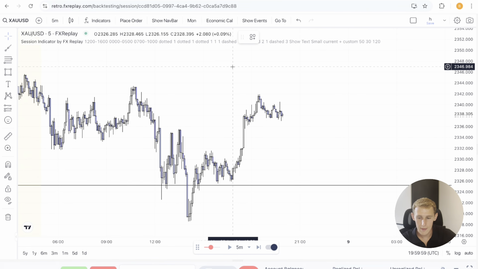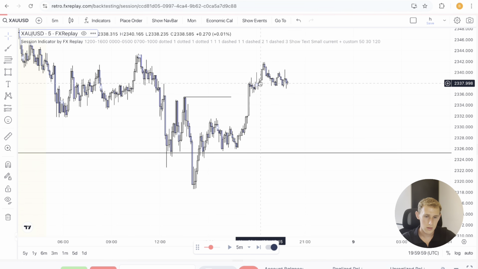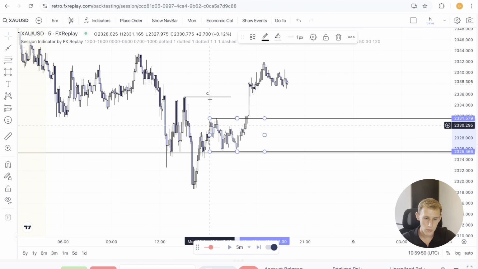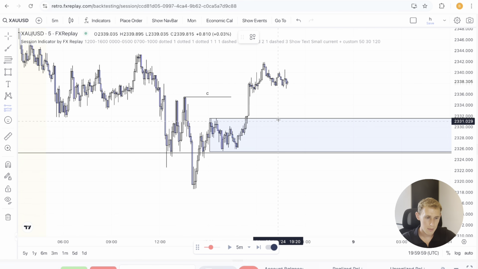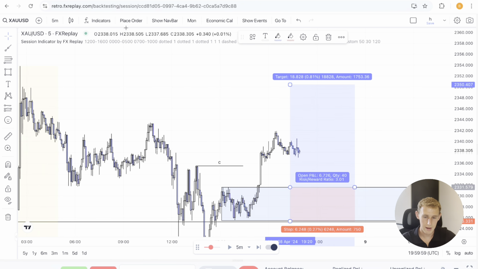On the M5 it has given a change of character as well, and we have this whole sort of region here as the demand, some liquidity above it. I'm going to set a limit on this area, not overthink anything, and we will see how this plays out.